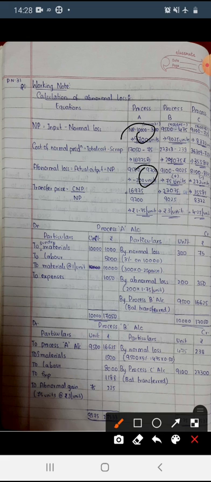Cost of normal production, how much? 16,975 divided by normal production, which is how much? 9,700. So 1.75 per unit. Okay, now this is over. Now by normal loss is 300 units, and per unit is in the per unit column.